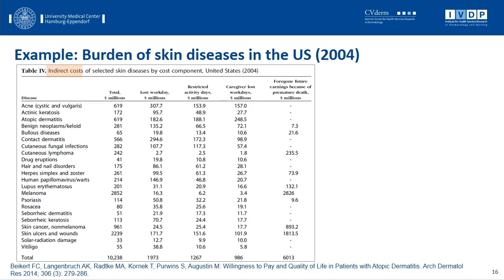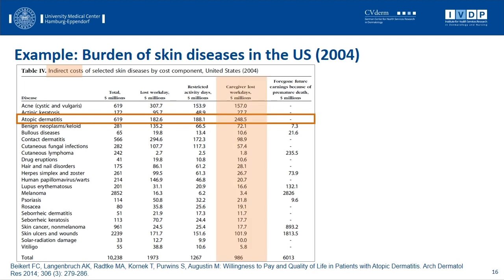Focusing on the indirect cost in this study, we can see that among the non-life-threatening skin diseases, atopic dermatitis had the highest indirect costs, and this was especially due to caregiver lost work days, which were highest in atopic dermatitis among all these 22 skin diseases.